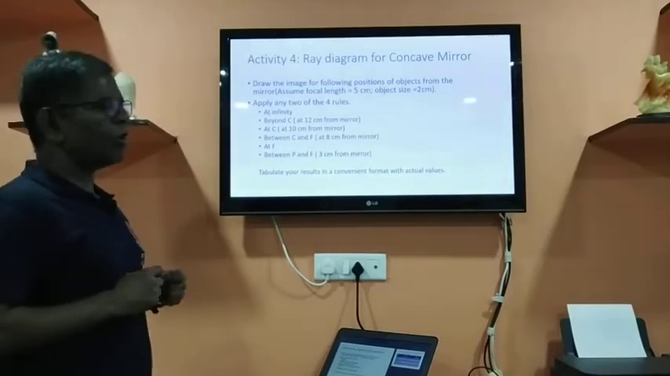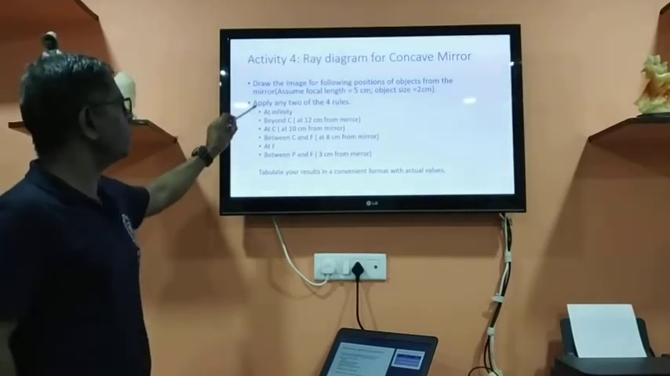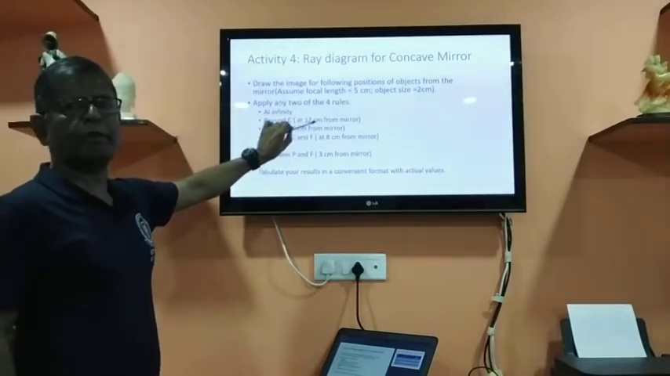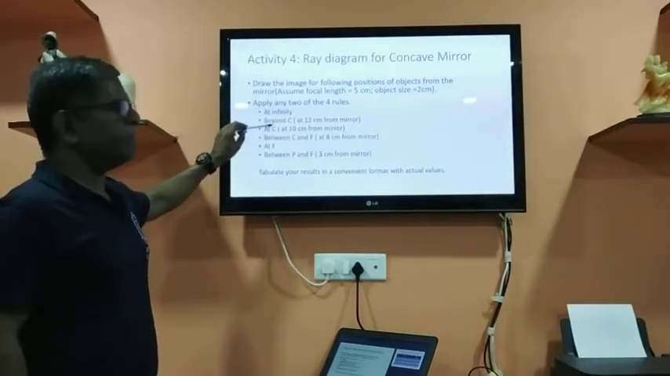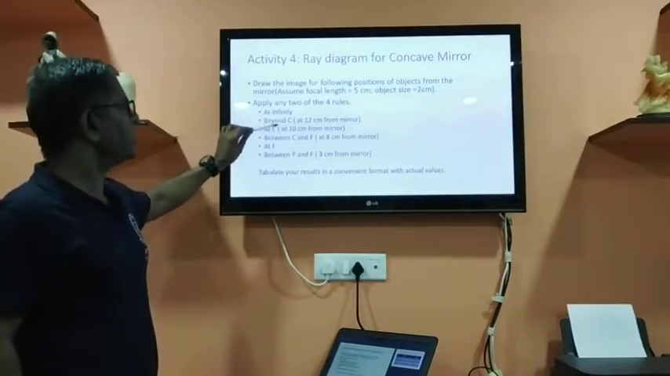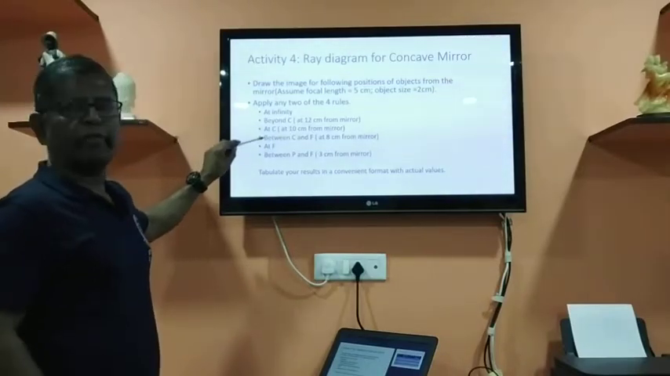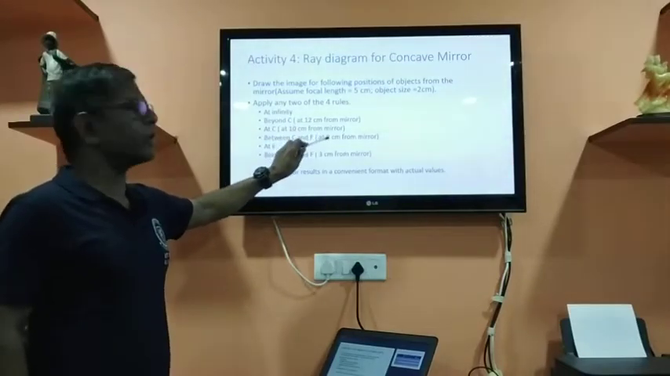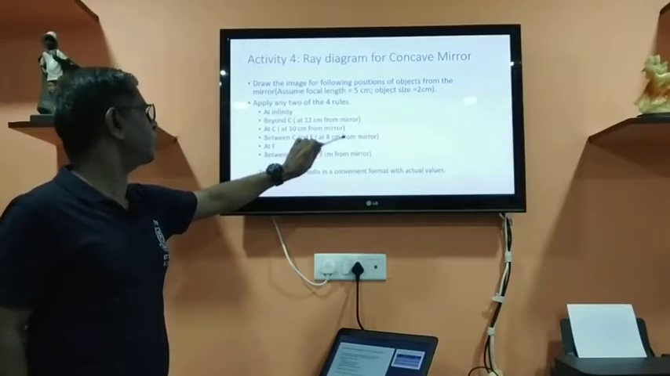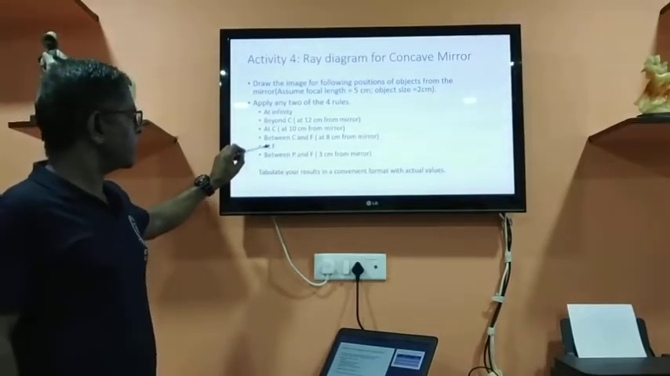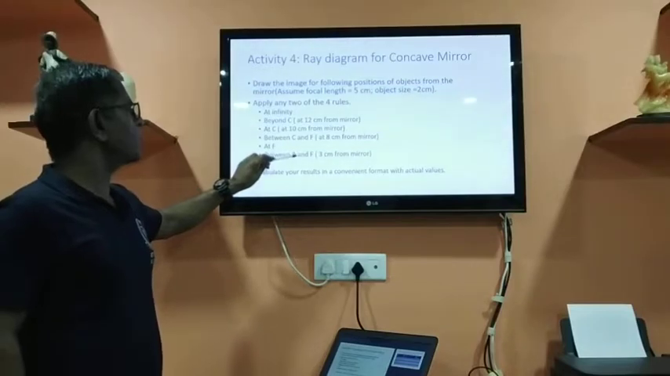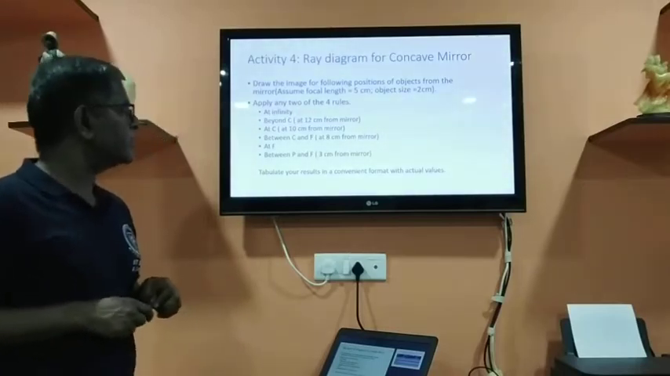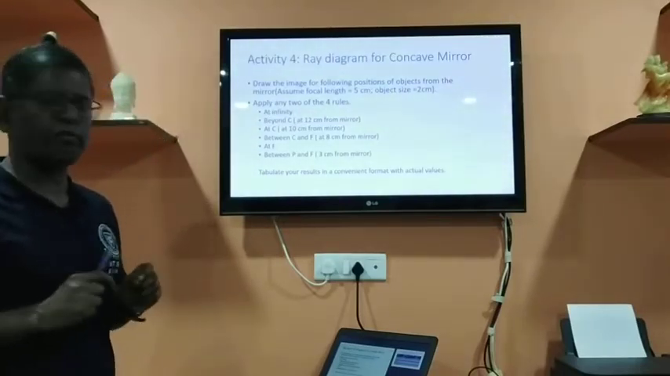So we'll put the object at different positions: at infinity, beyond C, that means 12 cm from the mirror. The object will be placed 12 cm from the mirror. It will be placed at the center of curvature, at C, that means 10 cm from the mirror. Then we'll shift the object and it will be between the center and the focal point. Then we'll put the object at the focal point and then between the focal point and the pole. So you have to tabulate your results in a format with actual values.